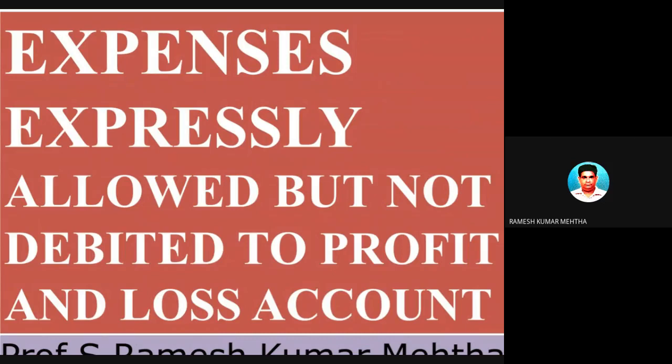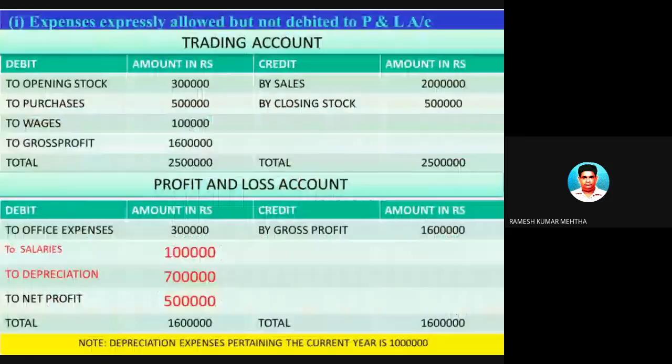Expenses expressly allowed but not debited to the profit and loss account. Some expenses are allowed as expenditure because these are genuine business expenditure which have taken place for business purposes, but are not debited to the profit and loss account. Maybe there is an element of oversight, or they have ignored this particular item. So what should I do if an element of expenditure should be shown on the debit side of the profit and loss account, but it was forgotten? Let's take a small example.